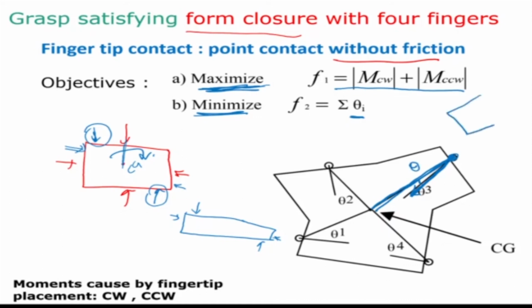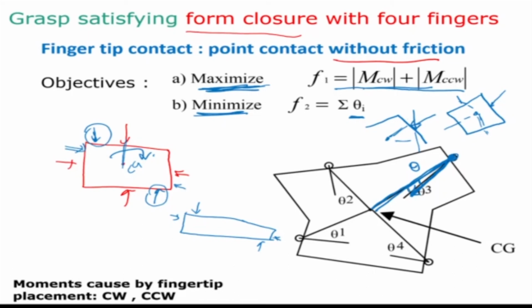Because if you have an object like this and you place fingertips, all of which pass through the CG, then the system is going to be in static equilibrium. Let me give an example. If this is my CG and the fingertip is pointing in this direction, it is generating a moment. Whereas if the fingertip is pointing in this direction through the CG, then it's not generating a moment. So we are maximizing the clockwise and anti-clockwise moments, and we are minimizing that angle theta, so that the object is in static equilibrium. So we have 2 objectives: maximize clockwise and anti-clockwise moments, and minimize the angle subtended in the center.